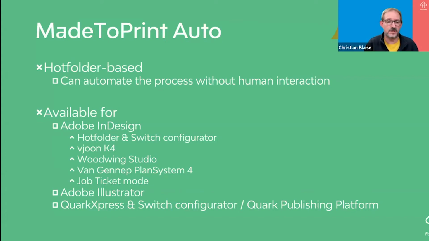And you also have editorial systems like Vue K4, Woodwing Studio, and Van Gennep Blend System 4 that can use a specific version of MadeToPrint. There is also a job ticket mode for MadeToPrint Auto. There's also one version for Adobe Illustrator, and one for QuarkXPress, which also contains the Switch configurator and works with the Quark Publishing Platform.